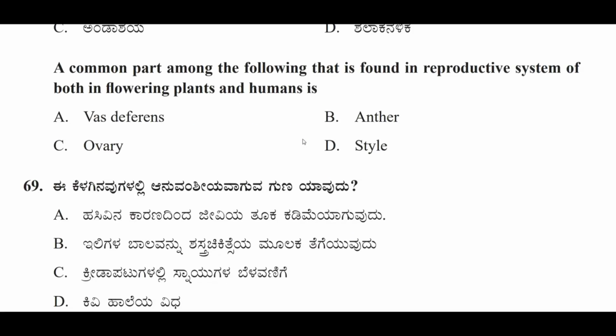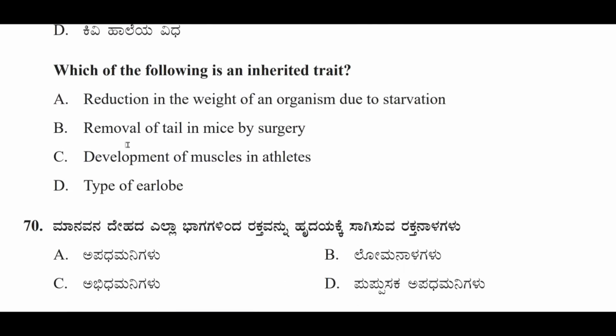Next question. A common part among the following that is found in the reproductive system of both flowering plants and humans is. In both flowering plants and humans, we have a common part called ovary. The correct answer is option C, ovary.